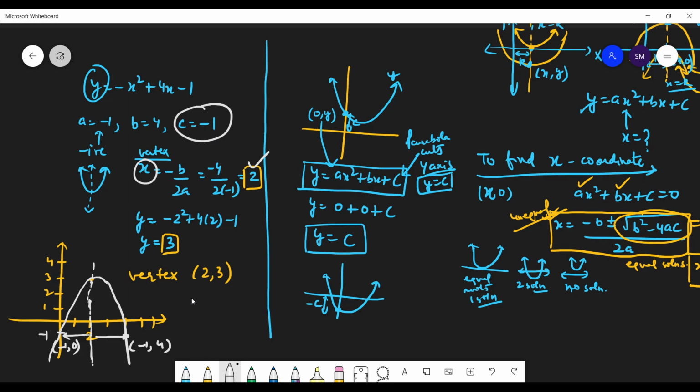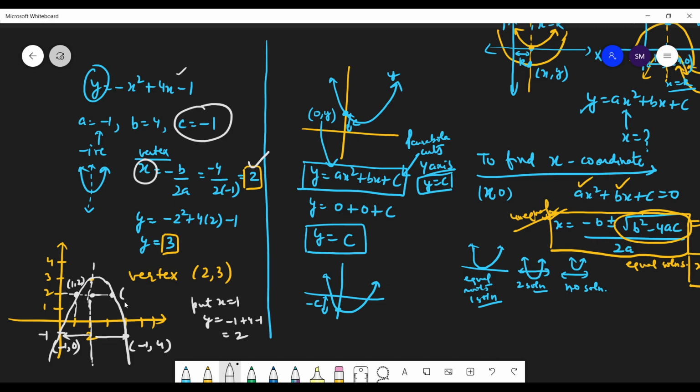You can take some more points on the graph, like put x equals to 1. What will y be in this equation? So -1 plus 4 -1, that equals 2. So you will have a point x equals to 1 and y equals to 2. Similarly you will have a point over here also.